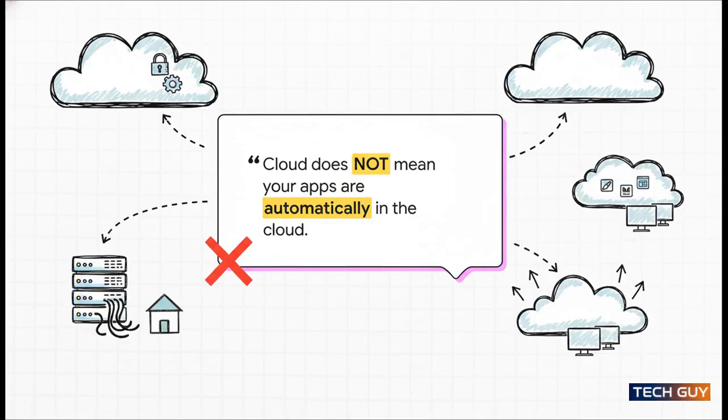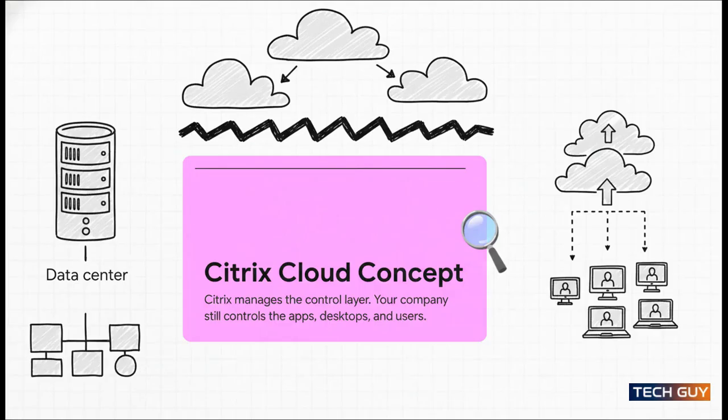We have to pause here because this is the single biggest point of confusion about Citrix Cloud. Seriously, the name itself is a little misleading. Just because you're using Citrix Cloud to manage things does not mean your apps and desktops are suddenly running in Azure or AWS. Here's the deal.